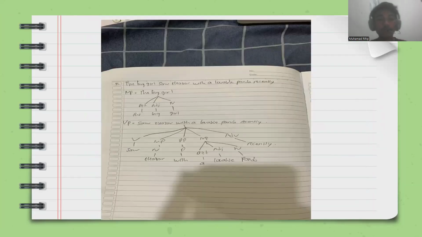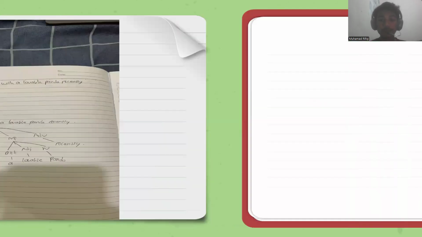Okay, number 5. The big girl is the noun phrase. The determiner is the, the adjective is big, and the noun is girl. The verb phrase: saw Eliezer with a lovable panda recently. The verb is saw. The noun phrase is the noun Eliezer. And the prepositional phrase, the preposition is with. Noun phrase, the determiner is a, the adjective is lovable, and the noun is panda. And the adverb is recently. This is the answer to question number 5.